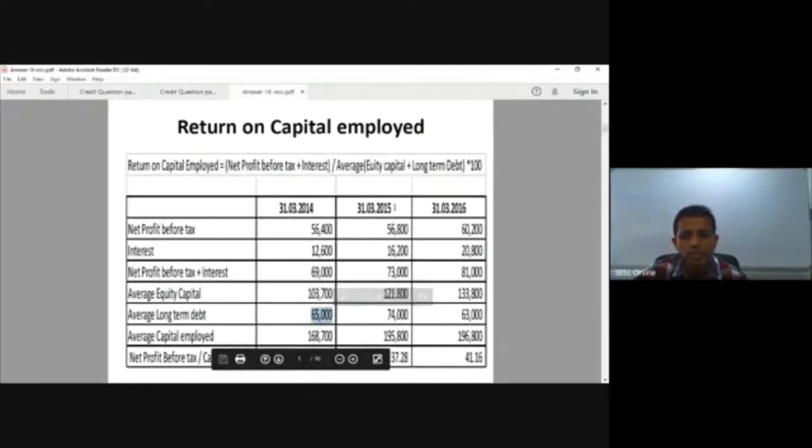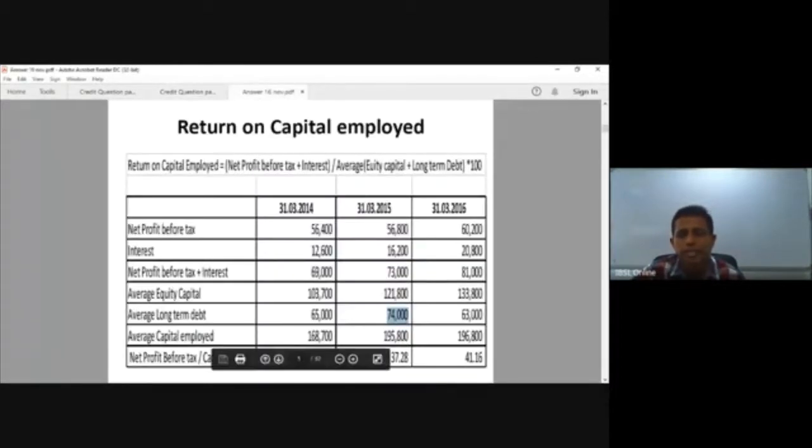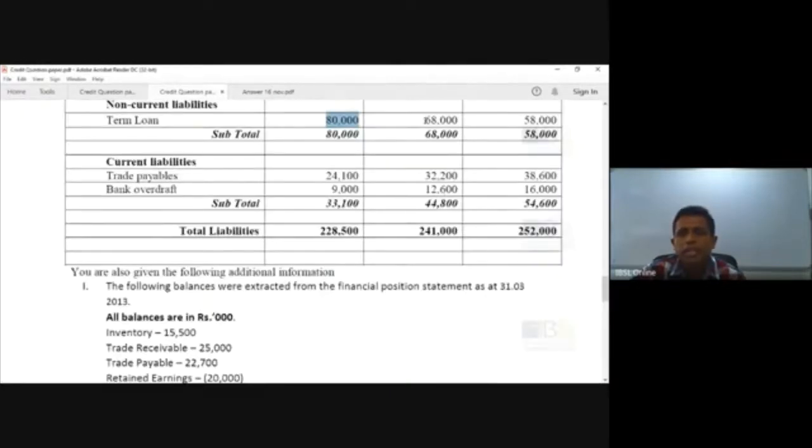We go to 2015. Here the answer is 74,000. How do you calculate 74,000? Go to the question. Term loan is 68,000. Previous year term loan is 80,000. 80,000 plus 68,000, 148,000 divided by 2, 74,000. Here 63,000, how do you calculate? 68,000, 58,000, all together 126,000.